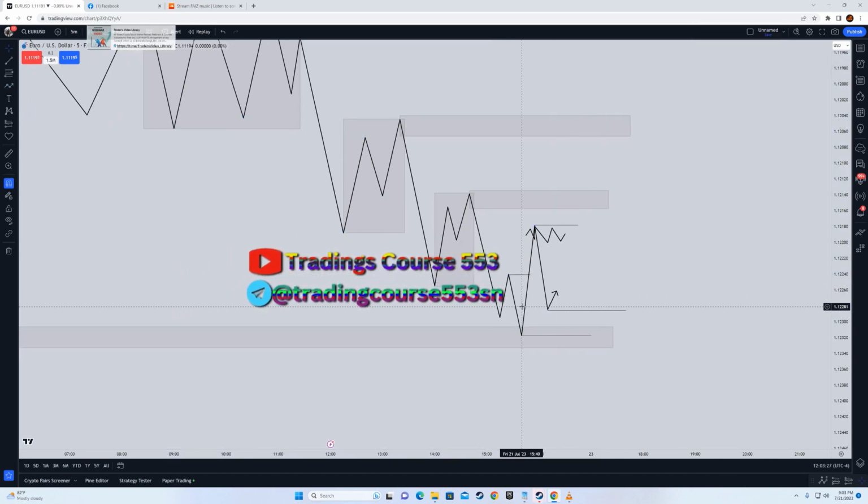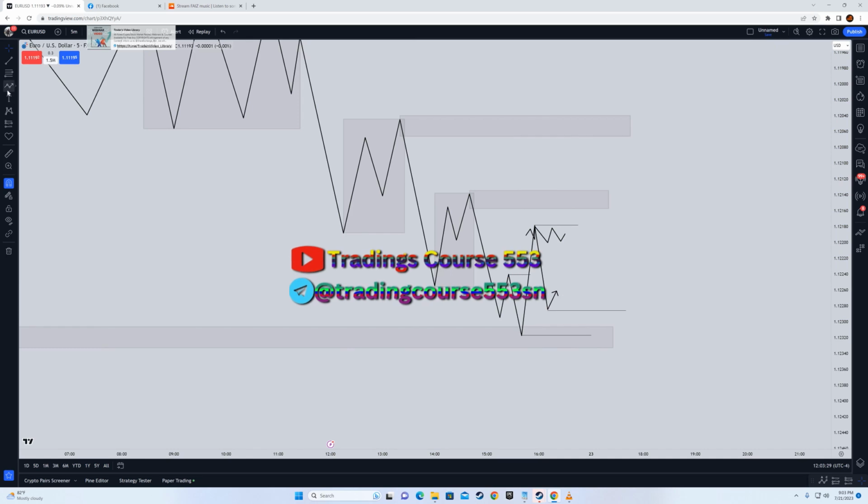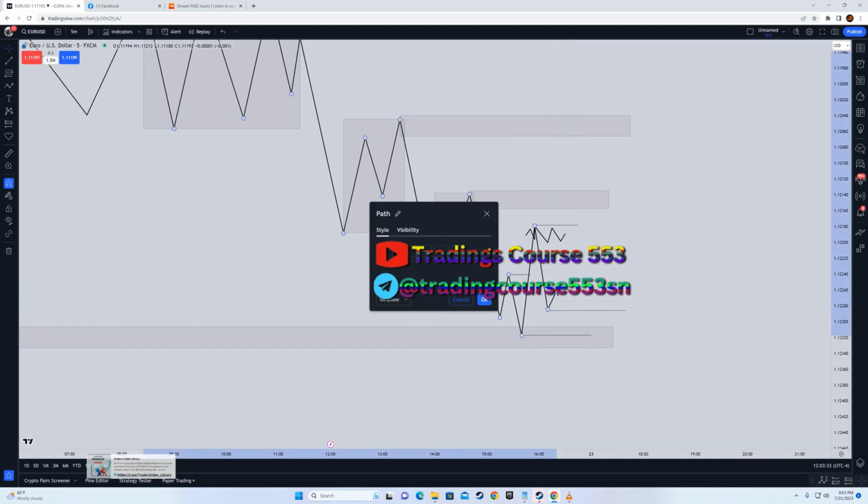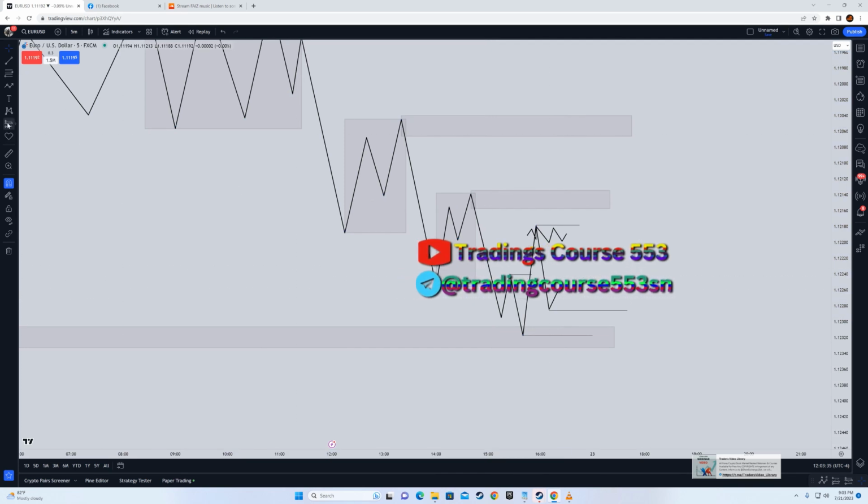So let's say price comes into your 1 hour order block or any POI. Oh my God, let me disable this arrow, bro. It's making the chart so messy.